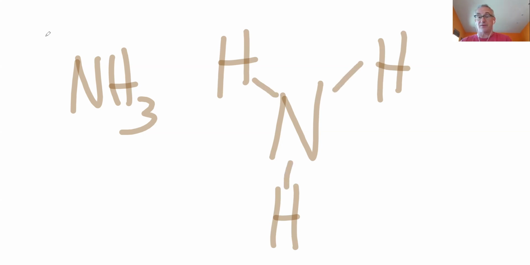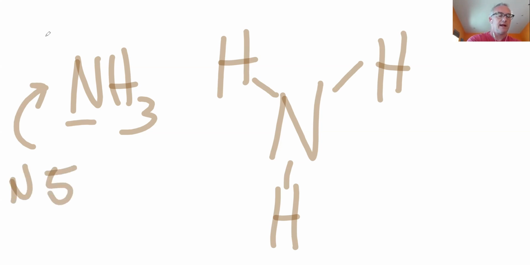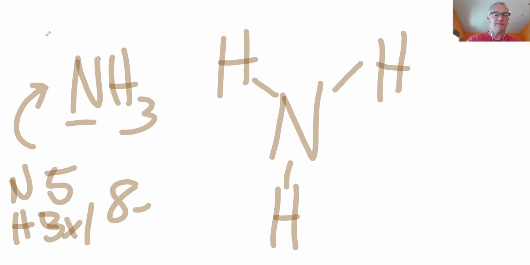So let's count up the number of valence electrons we have here. So how many does nitrogen have? Soon you'll be able to do this right off the top of your head. Nitrogen has 5. And hydrogen, 3 times how many? 3 times 1. So we have a total of 8 valence electrons. So how many valence electrons are in bonds right now? 6. We've got 1, 2, 3, 4, 5, 6. So there's 2 left over.